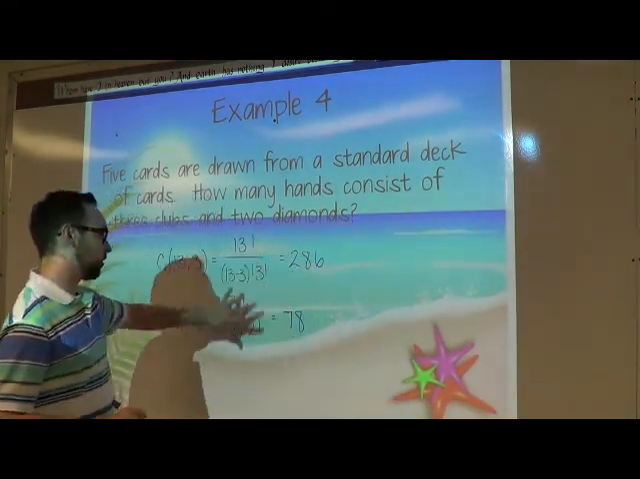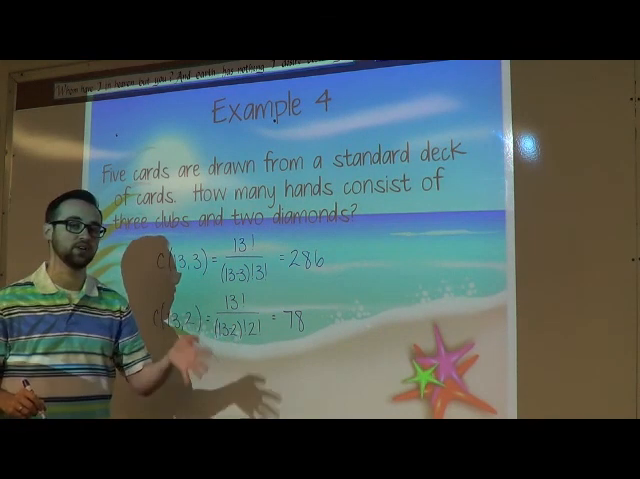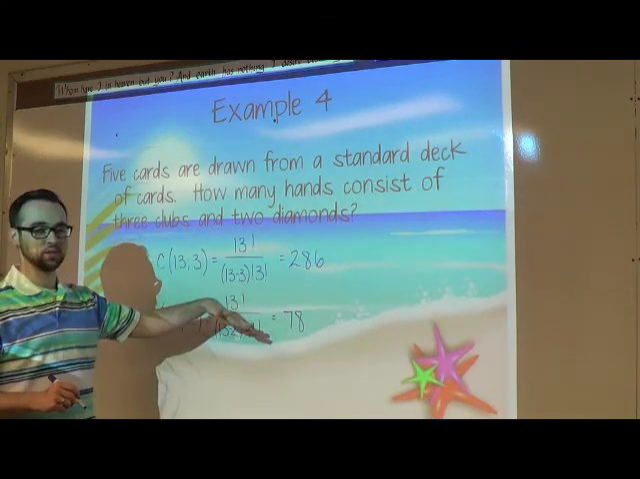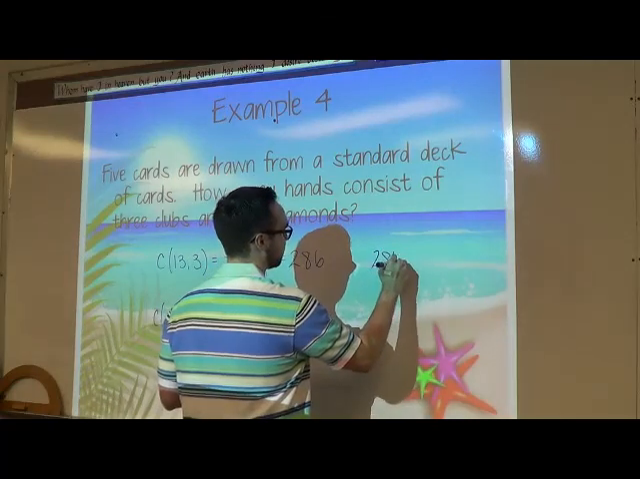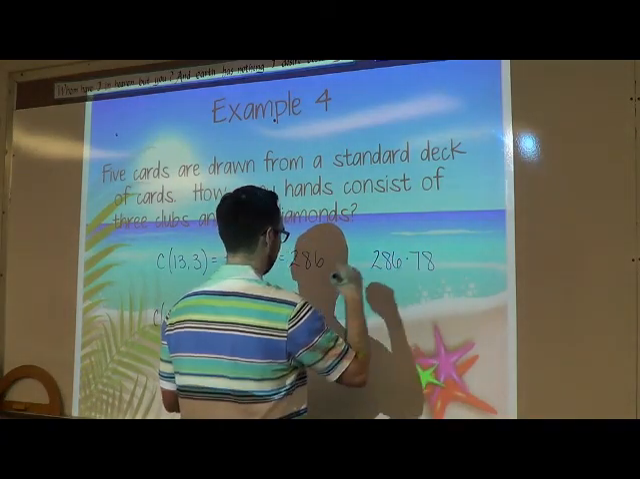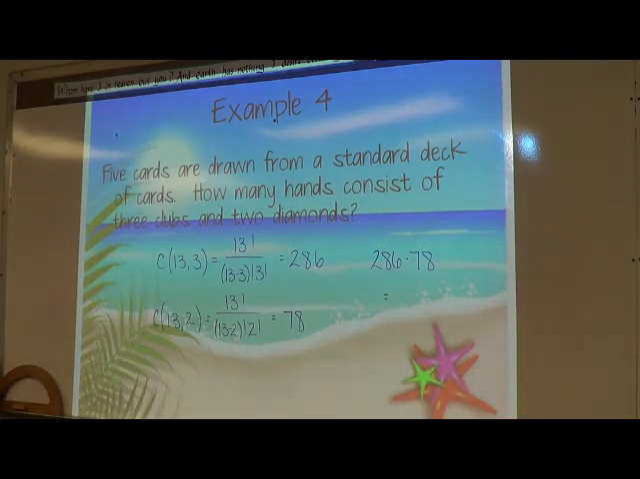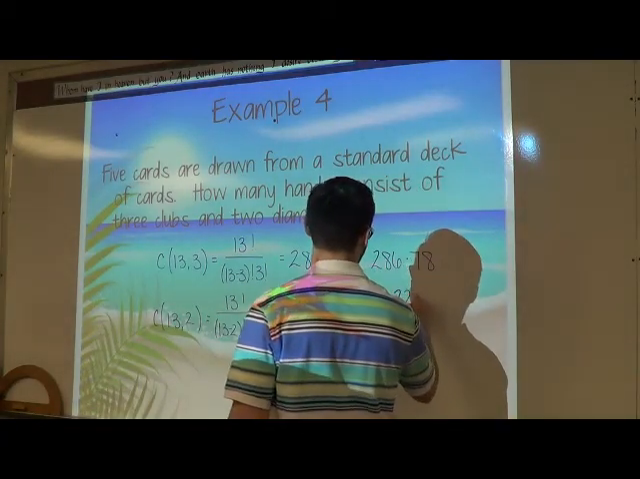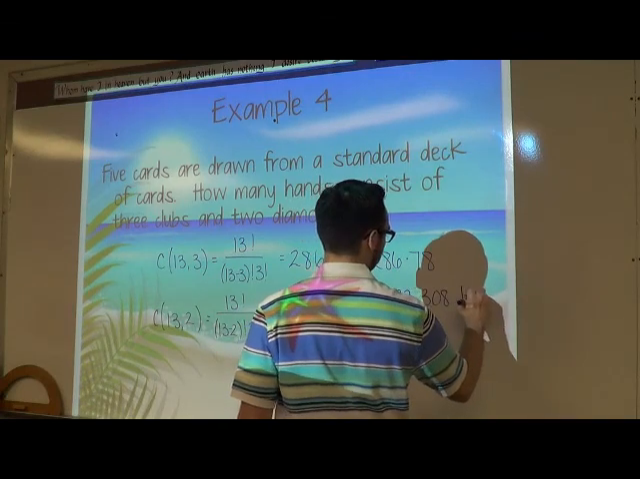Now this is all we've done this section. What they're really depending on you knowing from section 1 is the fact that if you want the total number of ways for the 5 cards, you multiply these 2 different ways. So then we would take 286, multiply that by 78, and that answer is going to get us 22,308 different hands.